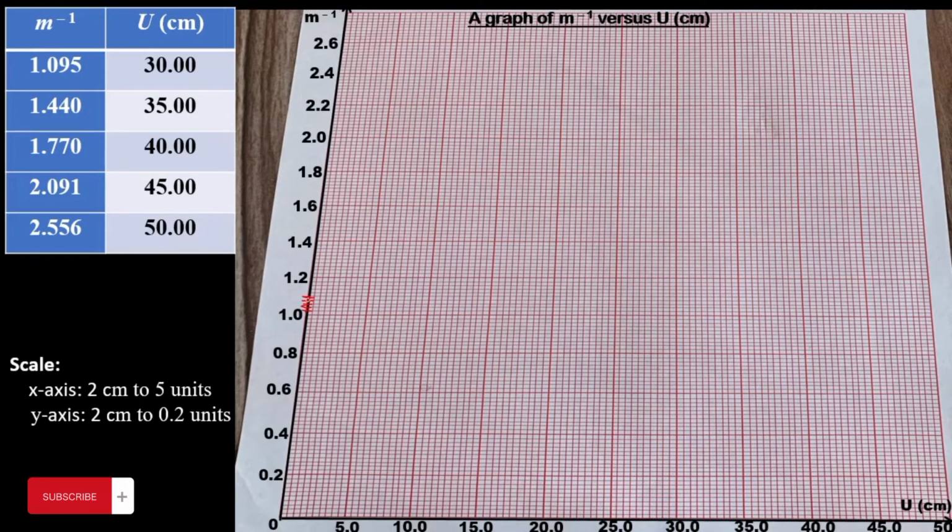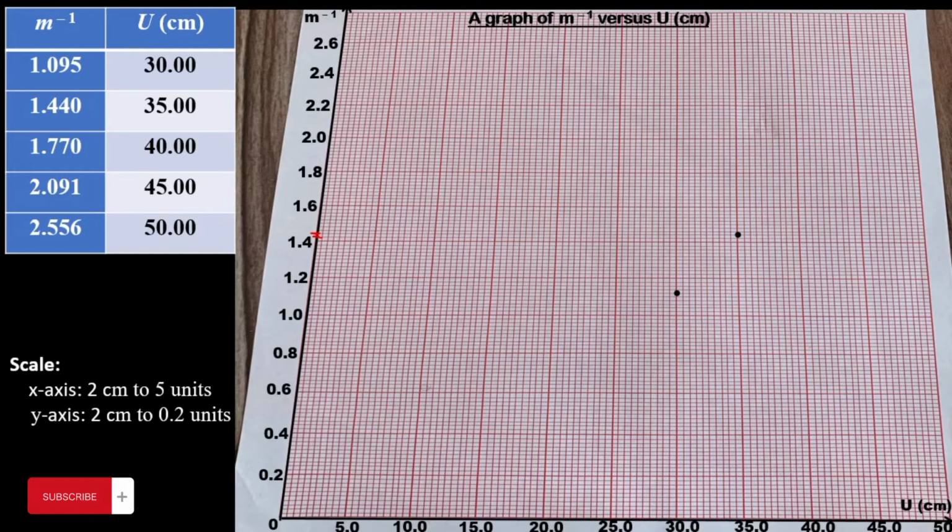Now, the value 1.095 is close to 1.1, all right? It is closer to 1.1 than to 1.08. Okay, so we shall make use of that point. If we trace it to meet 30, it means we would have this as our point. Okay, we go on to the next value. We have 1.44. So this is 1.4. The next is 1.42. The next should be 1.44. So we trace that to 35 and we'll get that point.